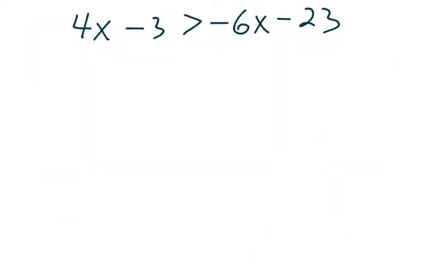So let's say we have the inequality 4x minus 3, which is greater than negative 6x minus 23. So the first thing we want to do here is look to distribute or combine. But remember, for today's lesson, we won't have either of those steps, but it's worth mentioning. So you always want to look to distribute if you have parentheses. Then we look to combine stuff, but there's no like terms on either side. So we can't combine anything.